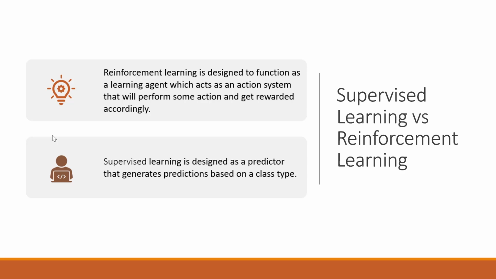Plus, reinforcement learning is designed to function as a learning agent, which acts as an action system that will perform some action and get rewarded accordingly. But supervised machine learning is designed as a predictor which generates predictions based upon class type. Supervised machine learning requires a vast amount of data which will be used to train the system to produce a generalized formula, but in reinforcement learning the system or the learning agent generates data on its own by interacting with the environment.